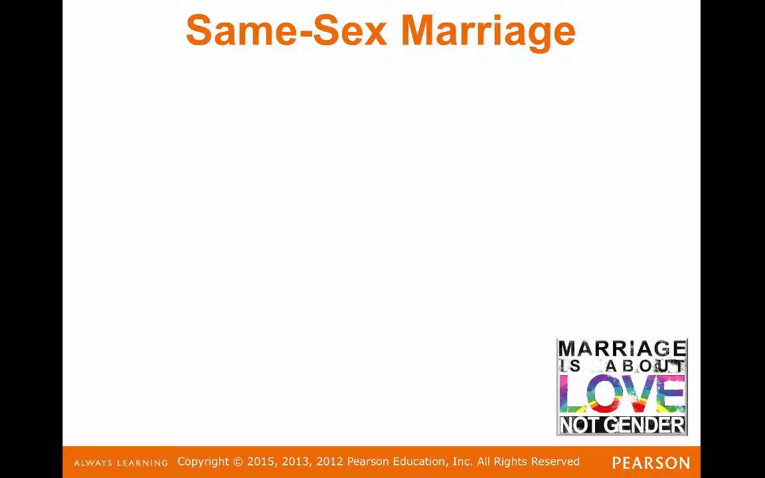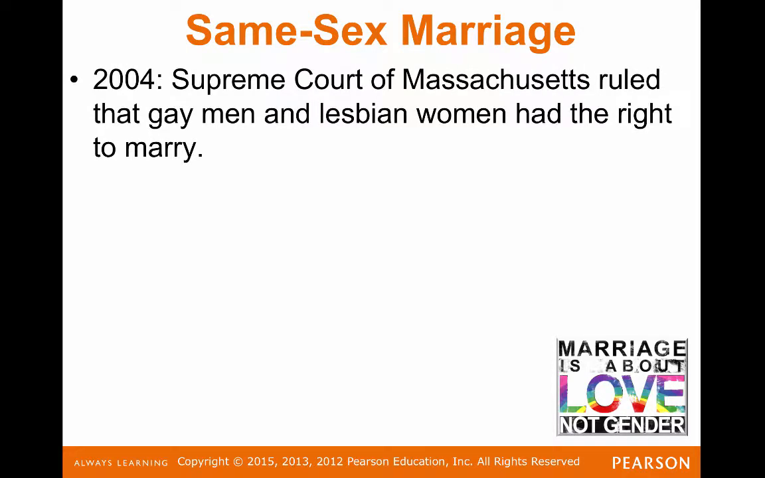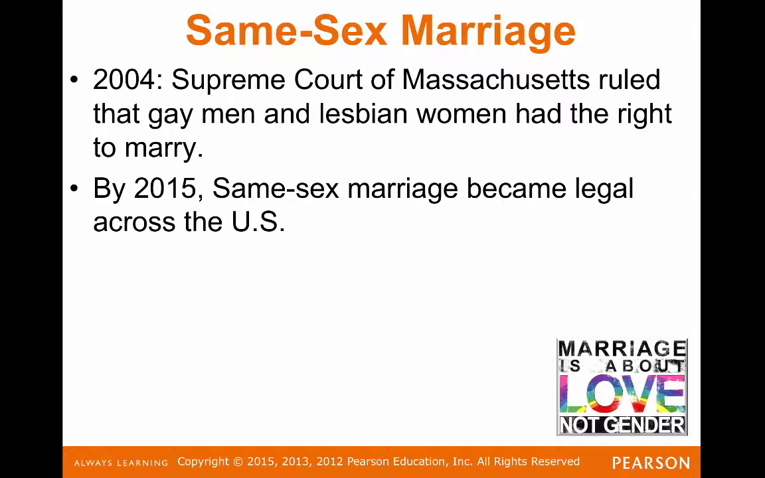Okay, so when it comes to same-sex marriage, in 2004, the Supreme Court of Massachusetts ruled that gay men and lesbian women had the right to marry. And it's interesting that by 2015, same-sex marriage has become legal across the United States. Like I mentioned before, I teach sexualities, and before that it was very difficult because I had to remember which state, since each year, in piecemeal, a few states here and there voted on this issue. I mean, obviously in California we had Prop 8 that was trying to ban same-sex marriage.